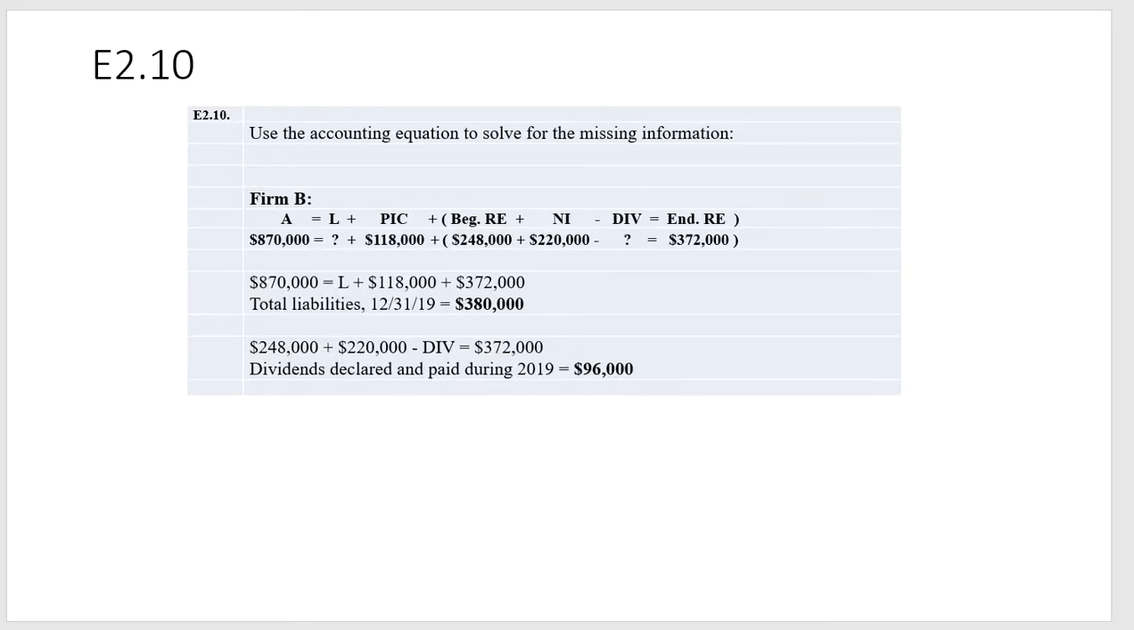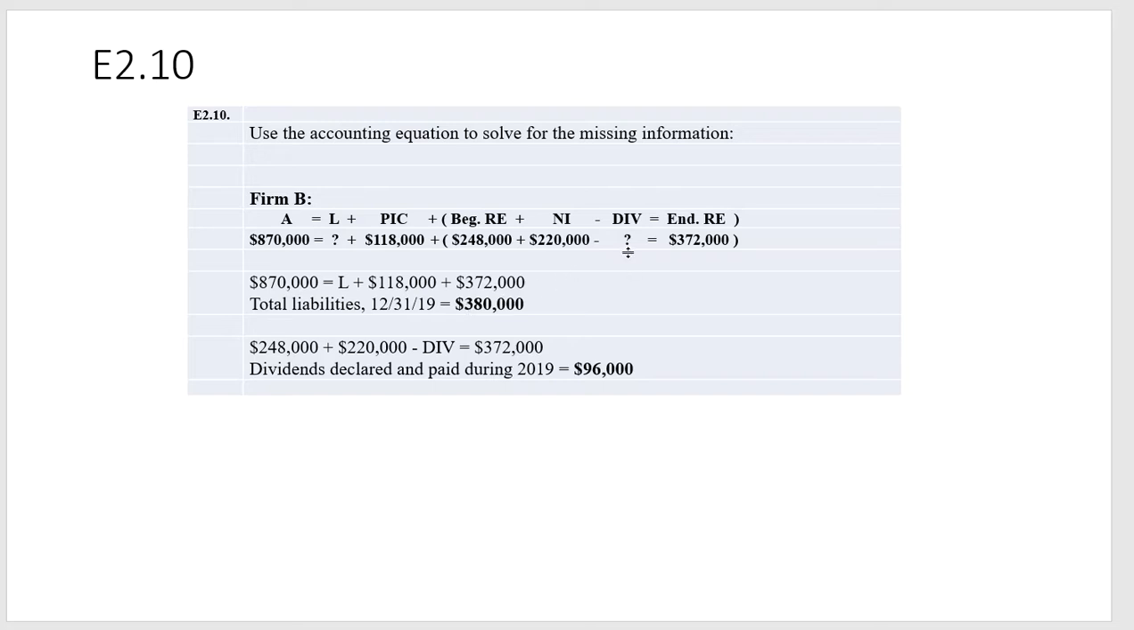So we can then go to firm B, and we can see that we're missing some other amounts. Here we're missing the dividend amount, and we're also missing the liability amount. Now you can go ahead and get liabilities, guys, because you already know what ending retained earnings is. So if you take ending retained earnings and add it to paid-in capital, and then subtract that number from assets, you're going to get liabilities. So I'm going to have a liability amount of 380.